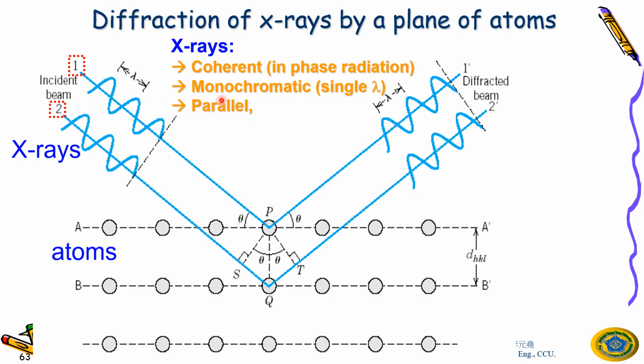Second is monochromatic. Monochromatic means you have exactly the same wavelength. Same wavelength, right? The third is that it needs to be parallel. This beam needs to be parallel. One of the important cases is you use a laser, right?